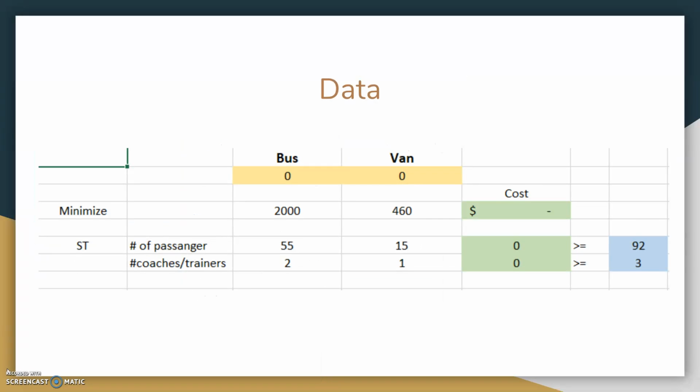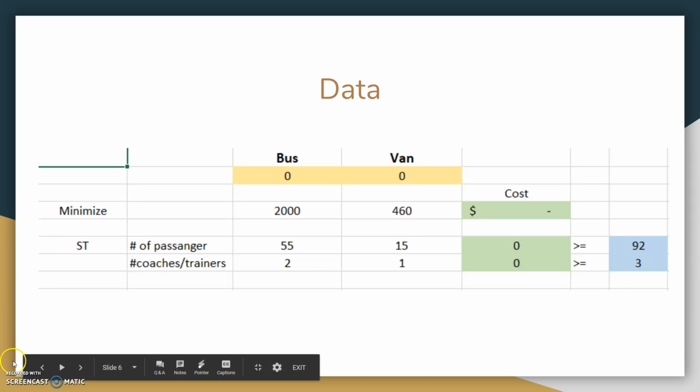This is a visual of the Excel spreadsheet we had set up before actually running the Solver. As you can see, the bus is being compared to the van here, and the constraints as well.